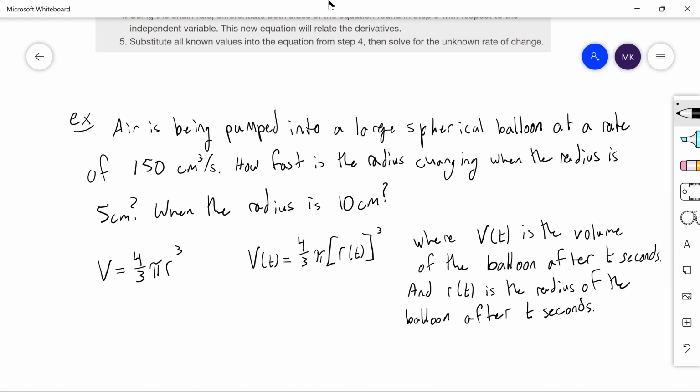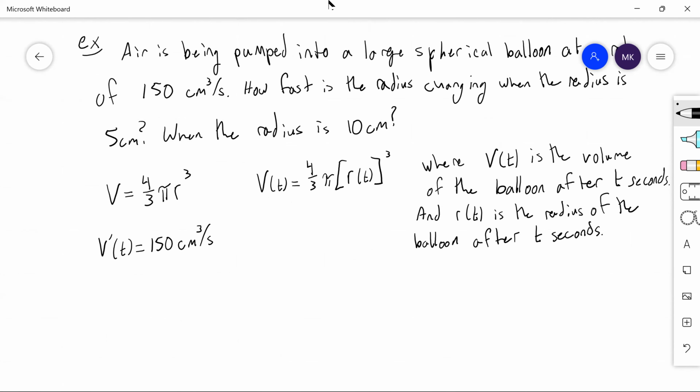Now, what else do we know from this problem? What we know is that V prime of t is equal to 150 cubic centimeters per second. The volume is being pumped up at a rate of 150 cubic centimeters per second. So that means that our volume is changing by that. So now I can take the derivative of both sides of this V of t equals 4/3 pi r of t cubed equation with respect to t.